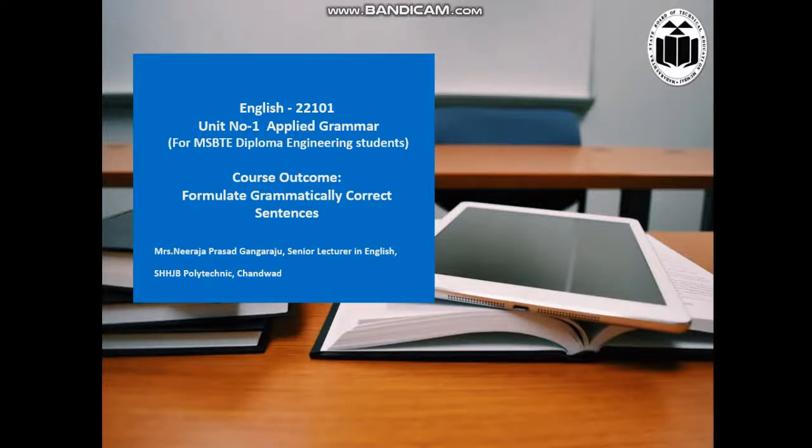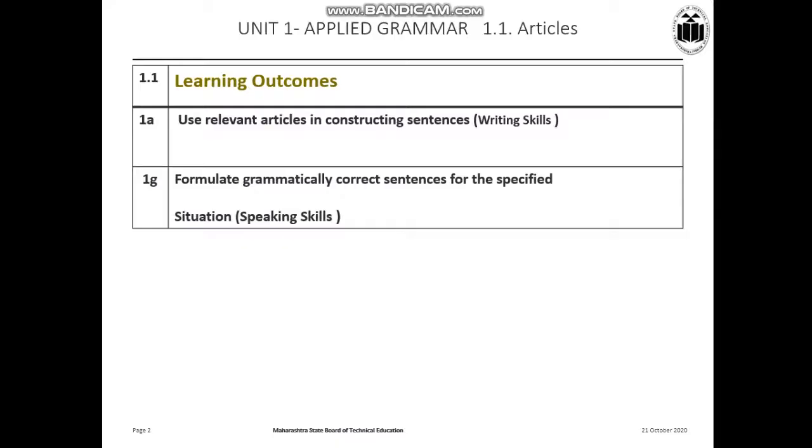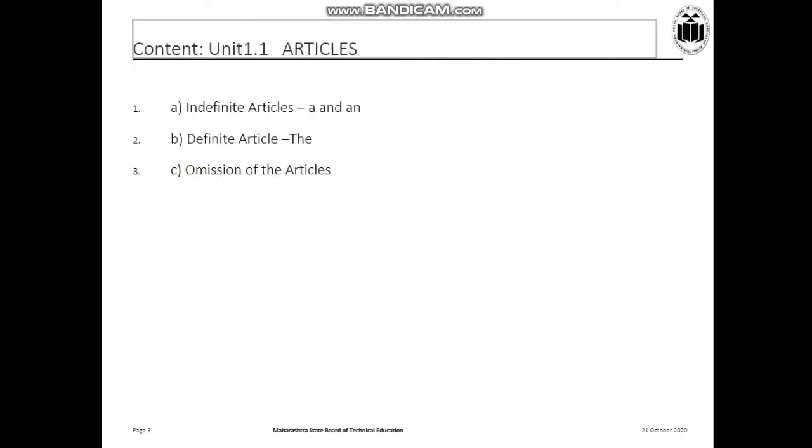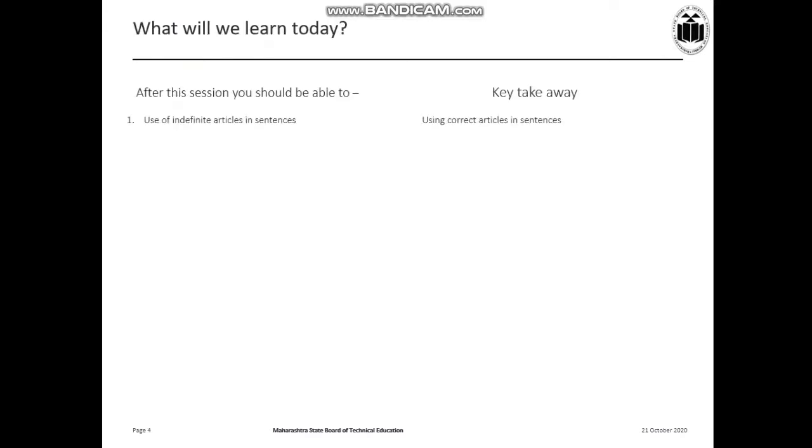Today let us learn the first unit of our subject English. The subject code is 22101. The course outcome for this unit is to formulate grammatically correct sentences. The learning outcomes for this topic are to use relevant articles in constructing sentences and formulate grammatically correct sentences for the specified situation. And the content for this unit is knowing about definite and indefinite articles and omission of articles.